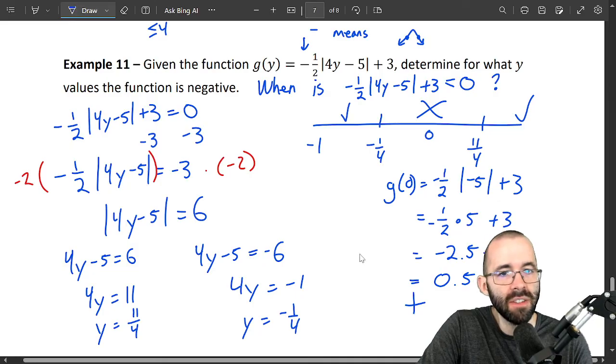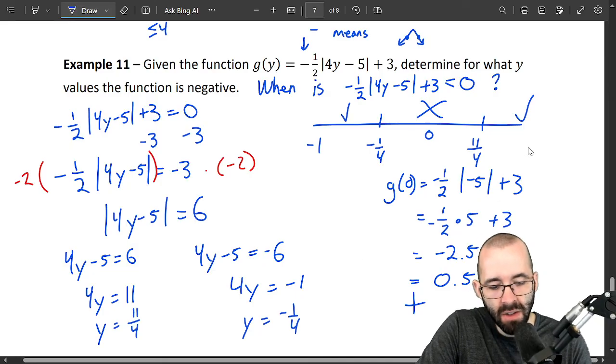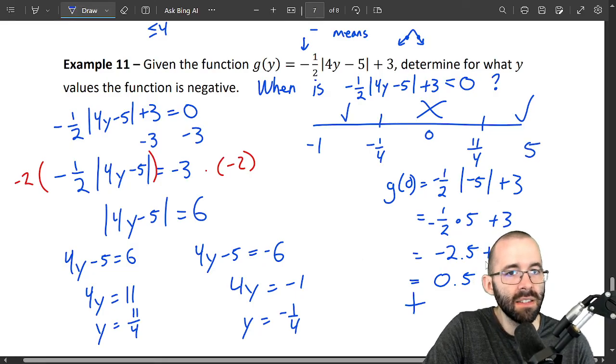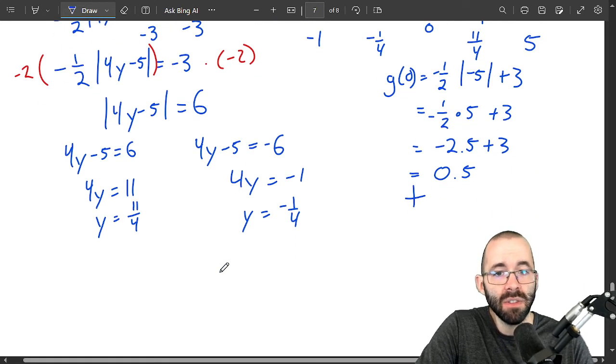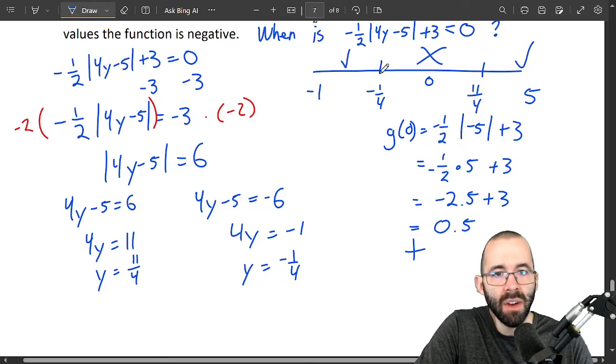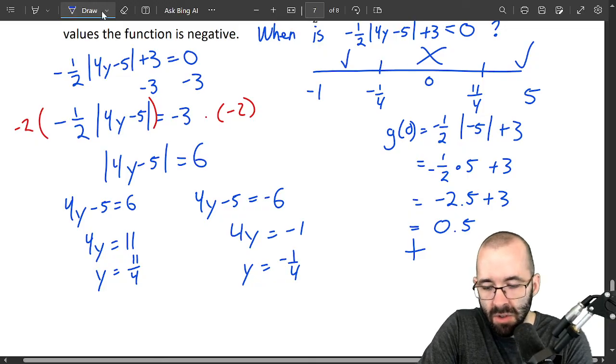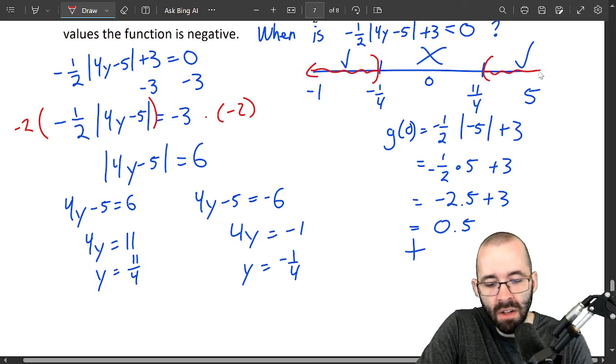You could also do another test point over here. You could do a test point over here and double check. Yeah, we have to be outside these intervals. On the number line, right? Outside these intervals, what is that going to look like? That means to the left of here or to the right of here.